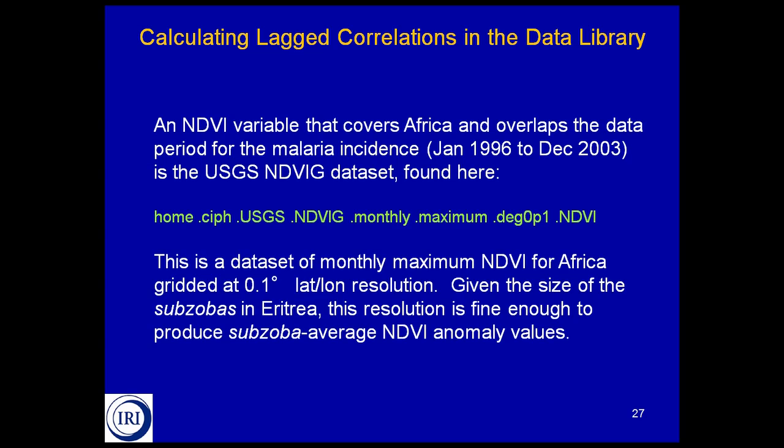So an NDVI variable that covers Africa and overlaps the data period for the malaria incidence, in other words January 1996 to December 2003, is the USGS NDVI-G dataset. And it's found here at Home, CIPH, USGS, NDVI-G, Monthly Maximum, DEG 0P1, NDVI. So this is a dataset of monthly maximum NDVI for Africa, and it's gridded at a 1/10 of a degree latitude-longitude resolution. And given the size of the subzobas in Eritrea, this resolution is fine enough so that we can produce subzoba average NDVI anomaly values.